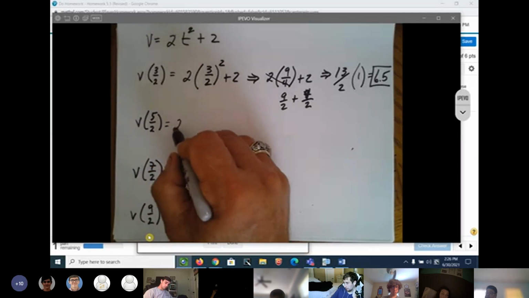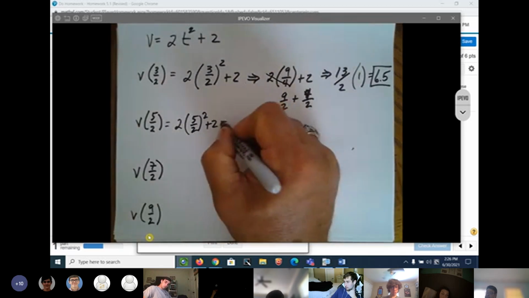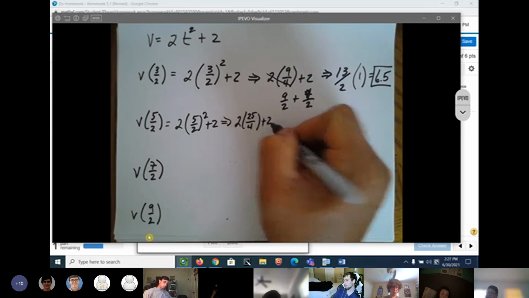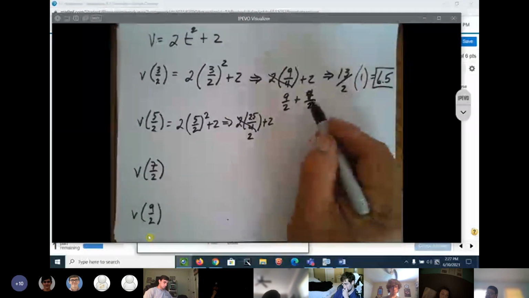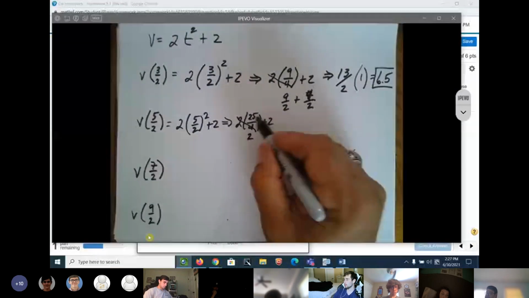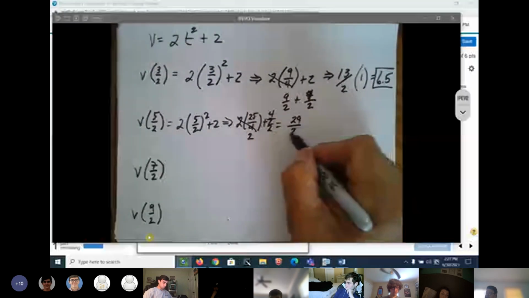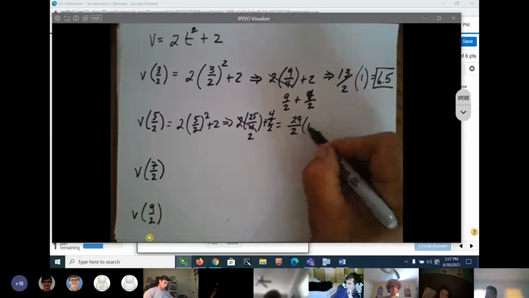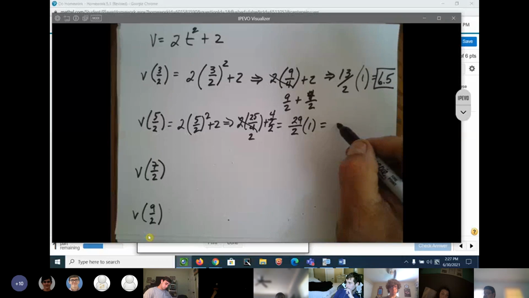Second one, 2 times 5 halves squared plus 2. That's 2 times 25 over 4 plus 2. That cancels: 25 halves plus 4 halves is equal to 29 halves. And 29 halves times 1 is 29 halves, which is 14 and a half.